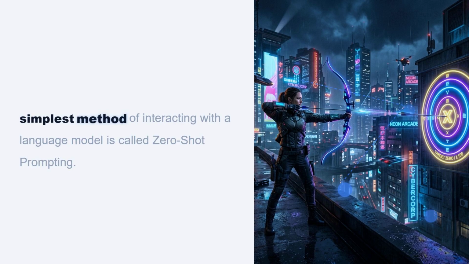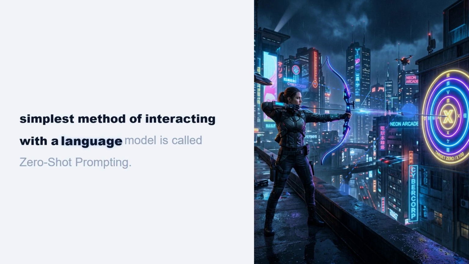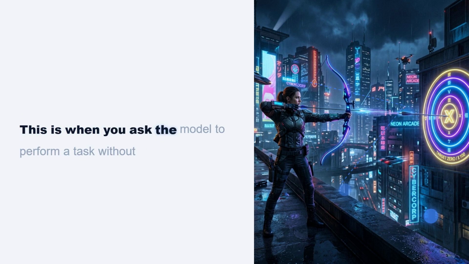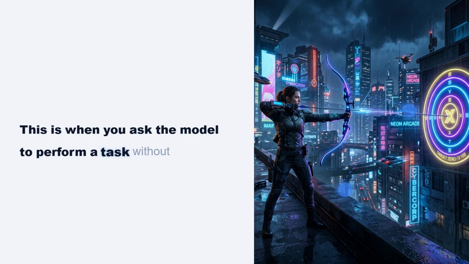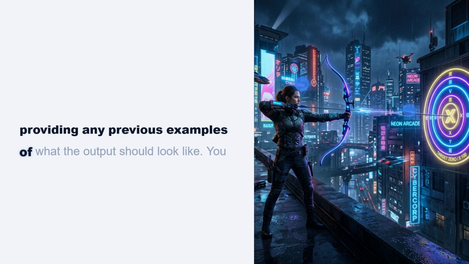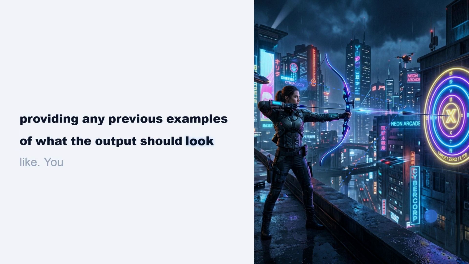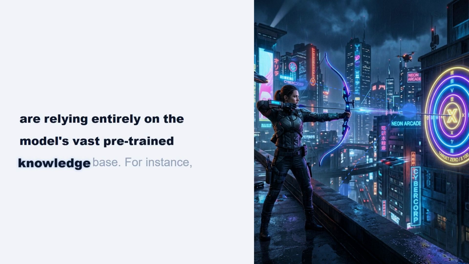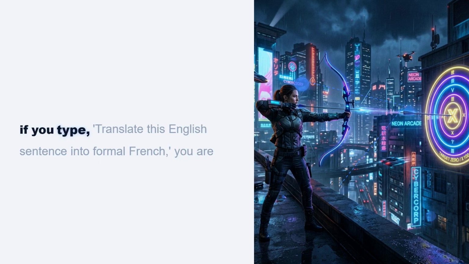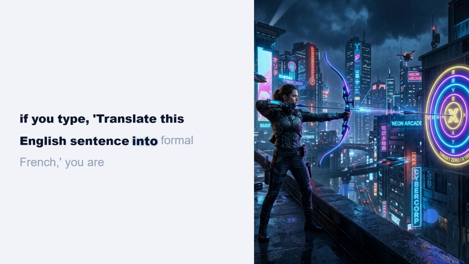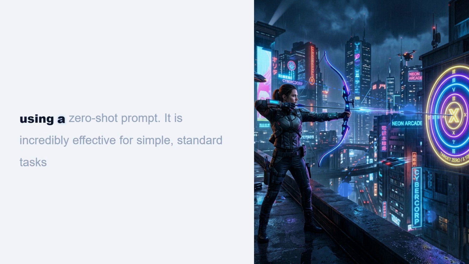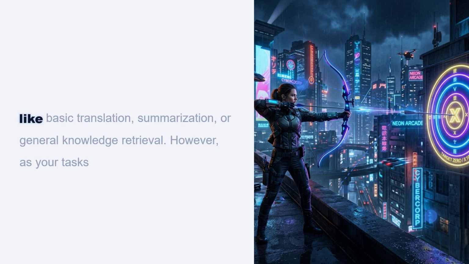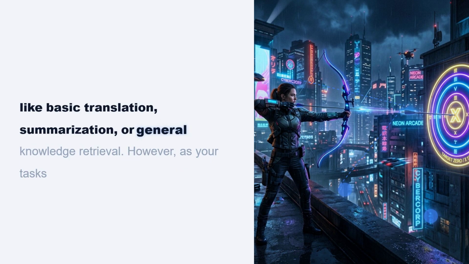The absolute simplest method of interacting with a language model is called zero-shot prompting. This is when you ask the model to perform a task without providing any previous examples of what the output should look like. You are relying entirely on the model's vast pre-trained knowledge base. For instance, if you type, "Translate this English sentence into formal French," you are using a zero-shot prompt. It is incredibly effective for simple, standard tasks like basic translation, summarization, or general knowledge retrieval.